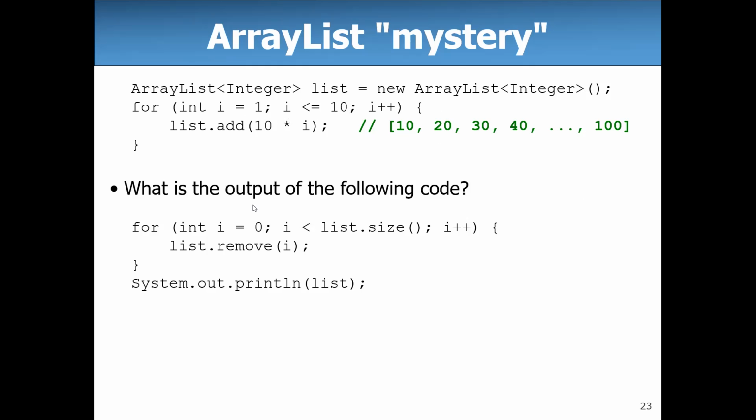Okay, so now what is the output of the following code? int i equals 0, i is less than list.size(), i plus plus, list.remove(i), and System.out.println(list). What will be the output?